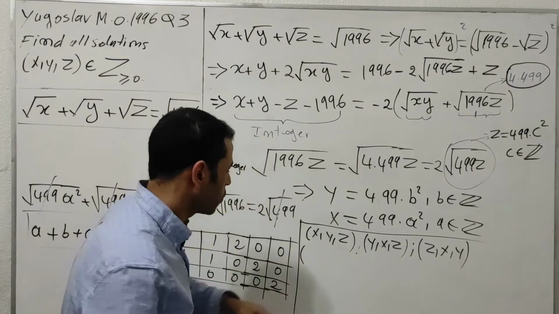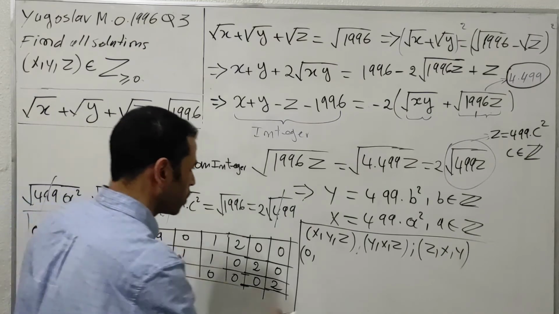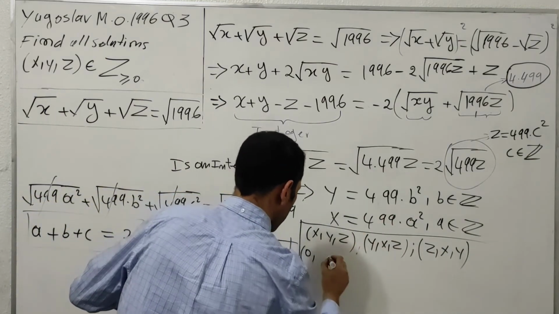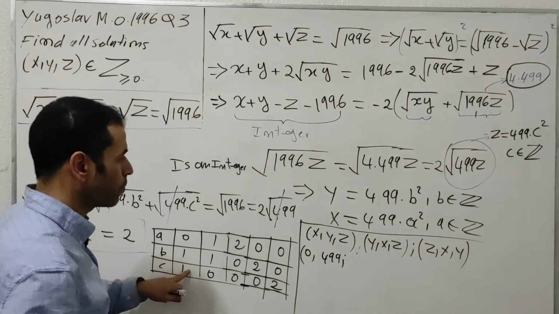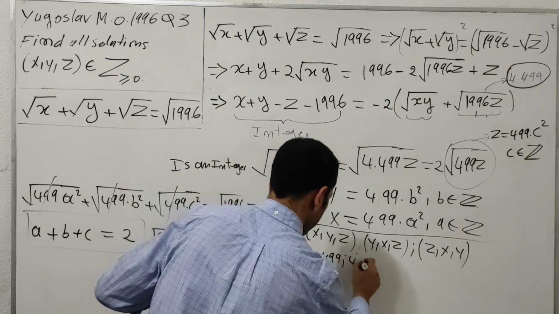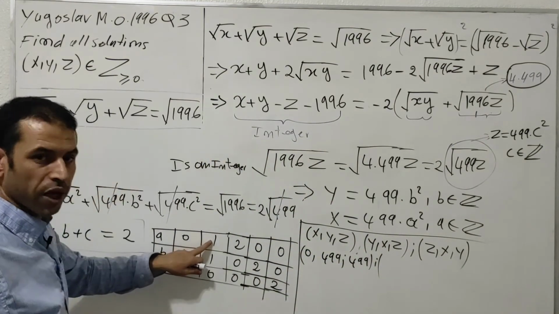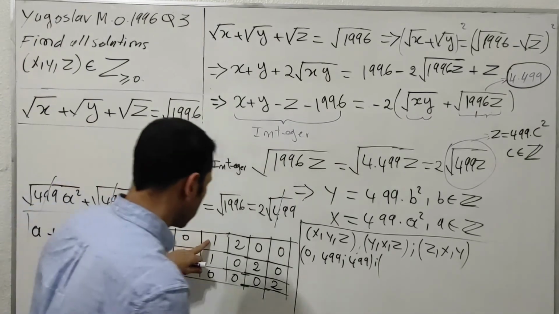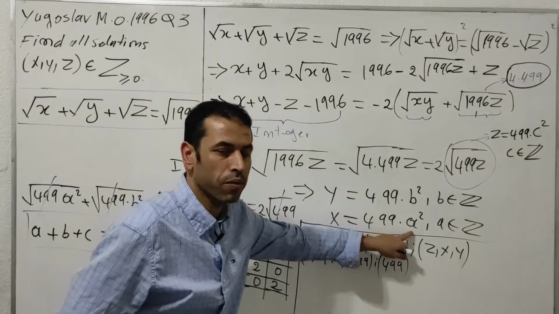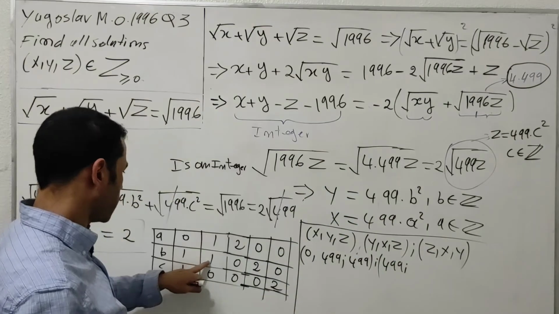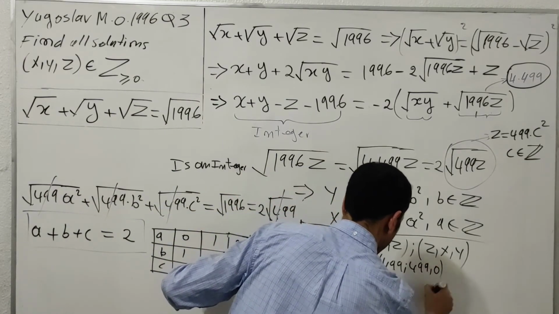For the first case, if a equals 0, that means x equals 0. If b equals 1, that means I have 499. If c equals 1, that means I have 499. The second possibility, I'm going to work on this line now. For a equals 1, that means I will have 499, because 1 is multiplied. I'm replacing a with 1 here. Okay, for b equals 1, that means I will have 499 as well. The last one I have 0.